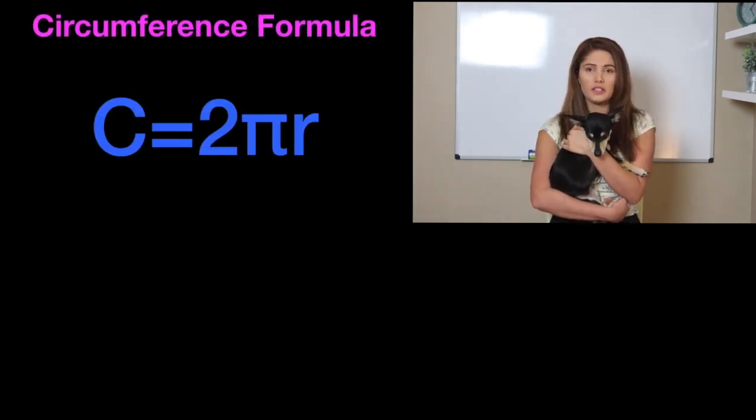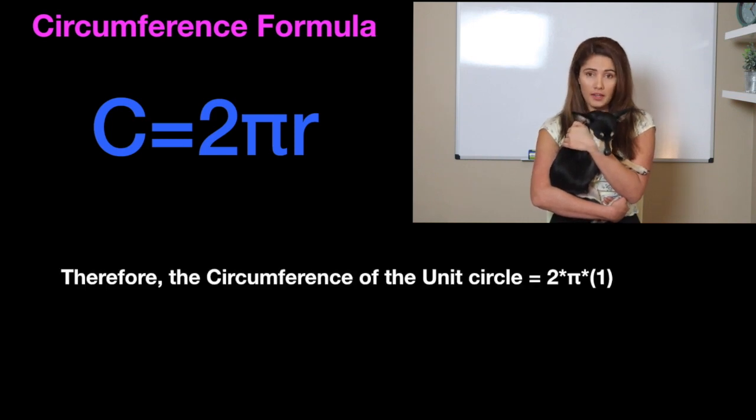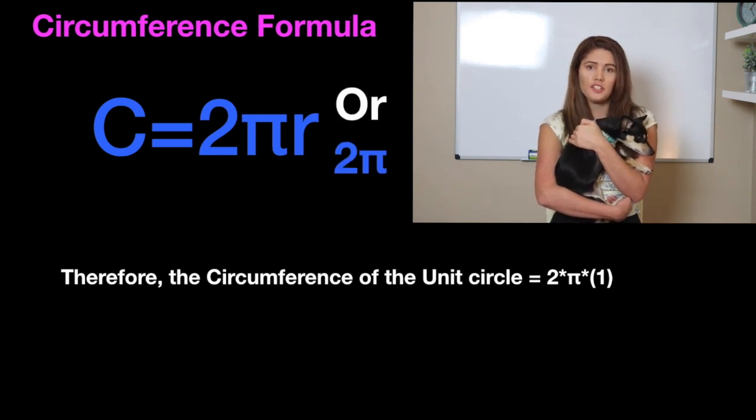The circumference formula is equal to 2 times pi times the radius. Since the unit circle has a radius of 1, the circumference of the unit circle would be 2 times pi times 1, or just 2 pi.